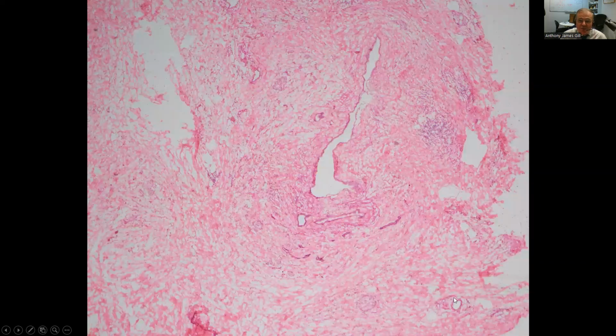Here we have again more heavy fibrosis with inflammation. Again, we've got ducts and islets. So this is about 95% fibrosis, 5% acinar.